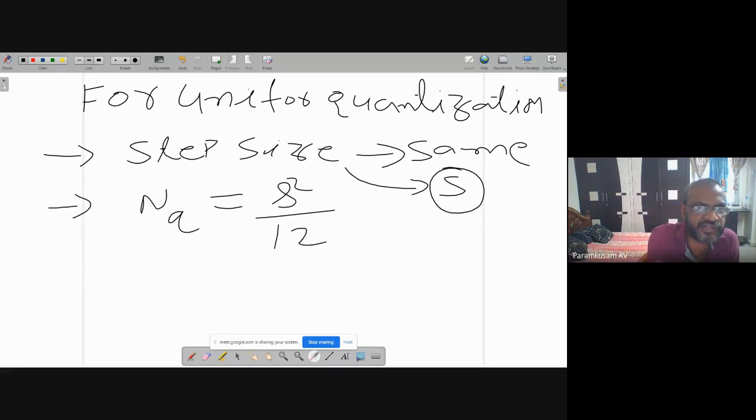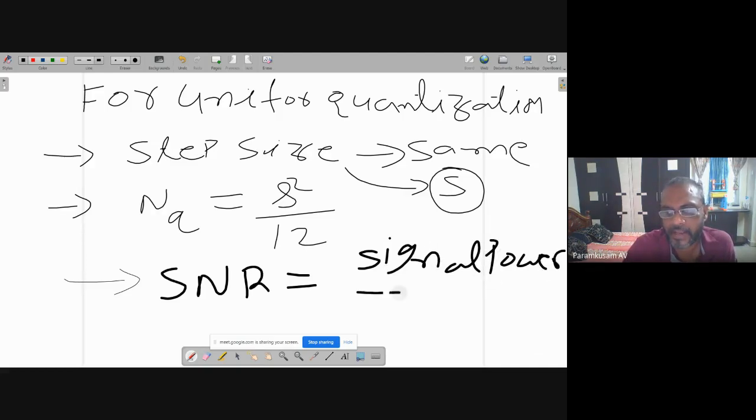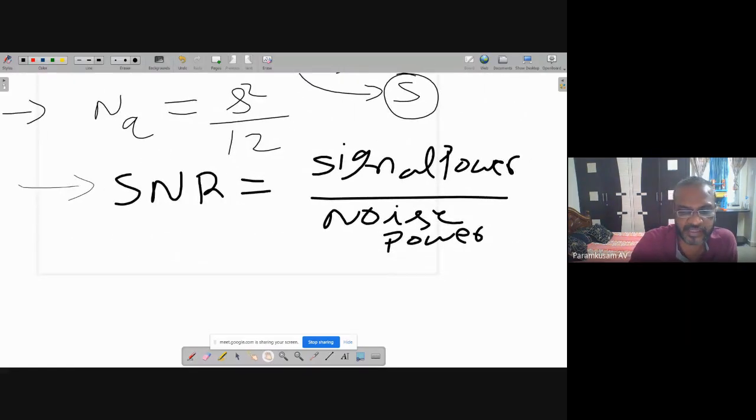What is the signal to noise ratio? Signal to noise ratio is equal to signal power by noise power. That is the signal to noise ratio that we have derived.